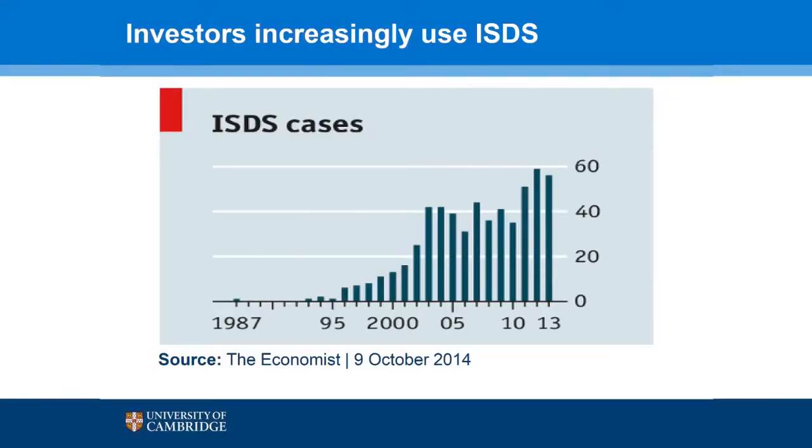Now on the next slide you see the number of cases called ISDS cases, Investor-State Dispute Settlement cases, and you see that basically with very few cases until the mid-90s, end of the 90s, from 2000 onwards, the amount of cases has gone up. Still, we're only talking about numbers of around 50 or so cases per year.